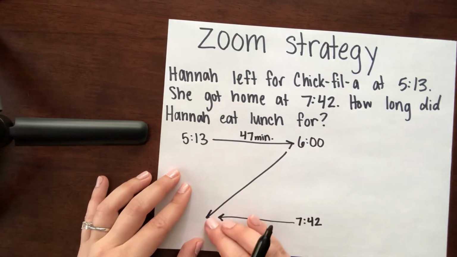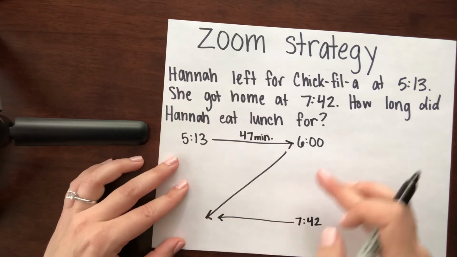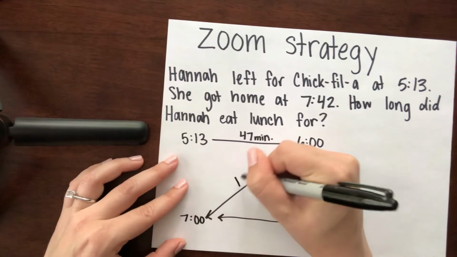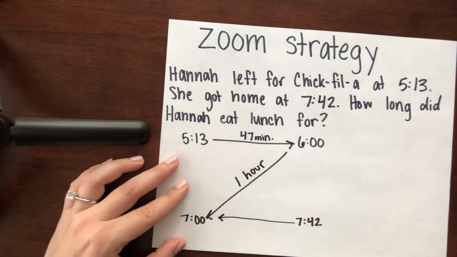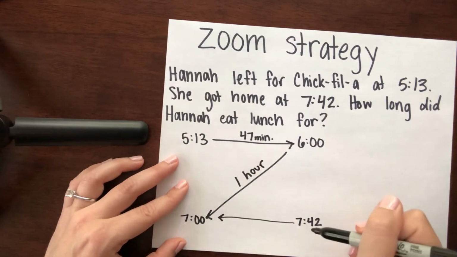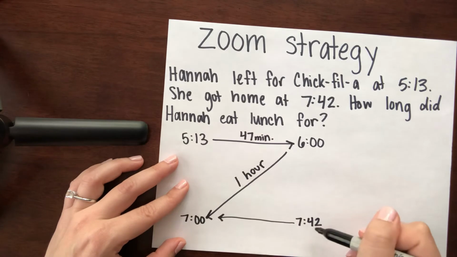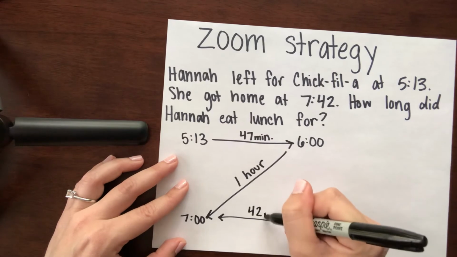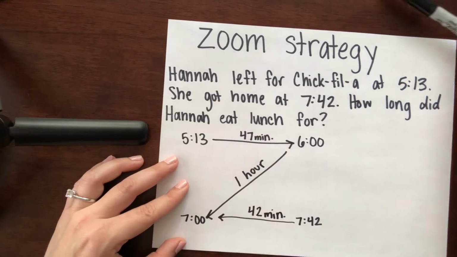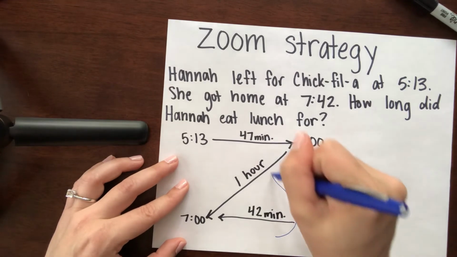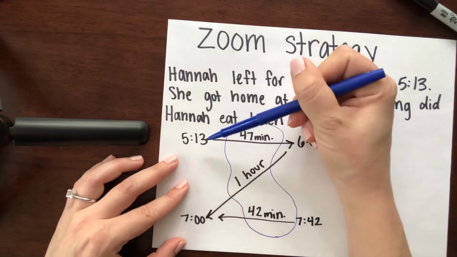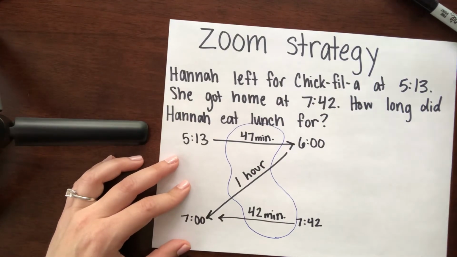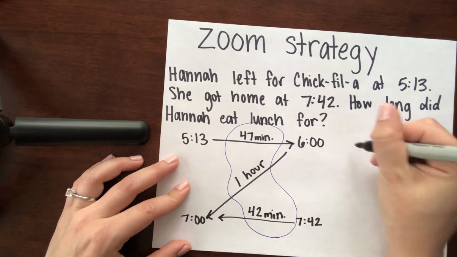So for my diagonal zoom, I'm going to be counting the number of hours. So from 6 to 7, we know that that's just 1 hour. My last arrow is how many minutes it takes from 7 to 7:42, or from 7:42 to 7, which is 42 minutes. So the last thing I'm going to do is I'm going to figure out the elapsed time between 5:13 and 7:42.